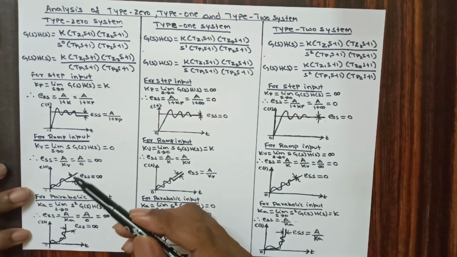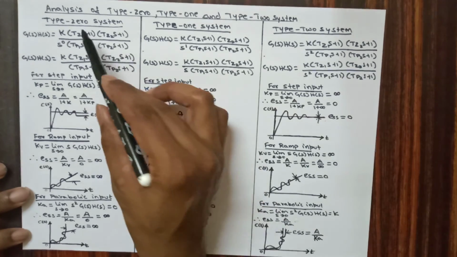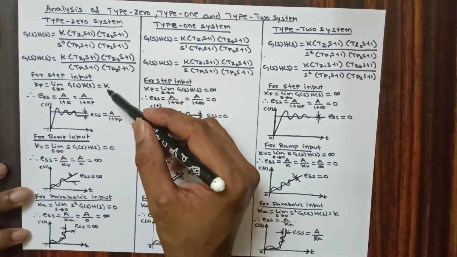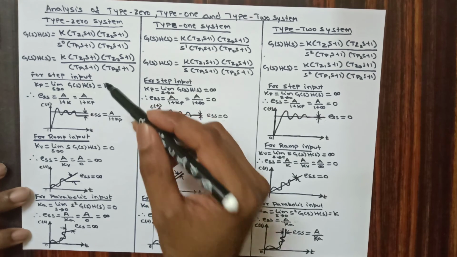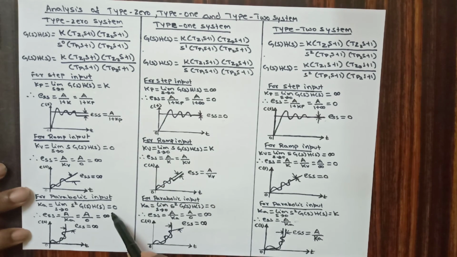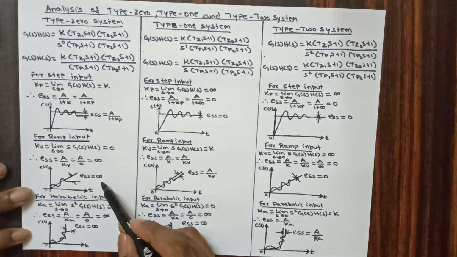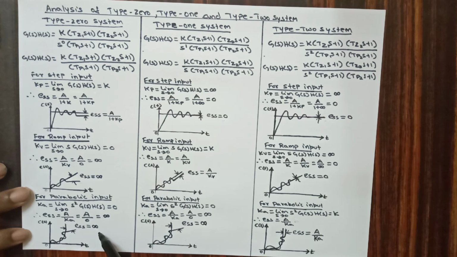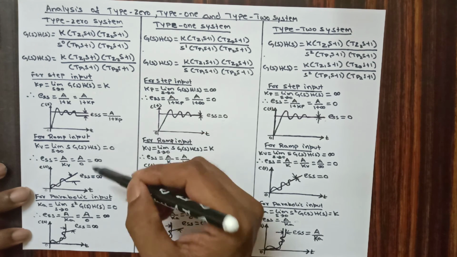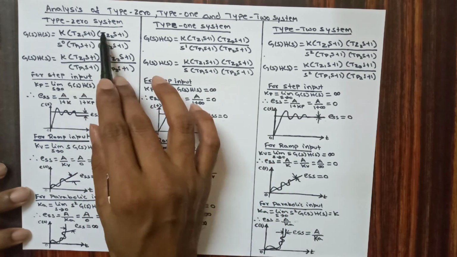You should remember that whenever a problem is asked for a type 0 system, the positional error coefficient is a constant value, the velocity error coefficient is 0, the acceleration error coefficient is 0, and the steady state error is a finite value for step input, and infinite for ramp and parabolic inputs. These are certain values that need to be remembered whenever you are solving a problem for a type 0 system.